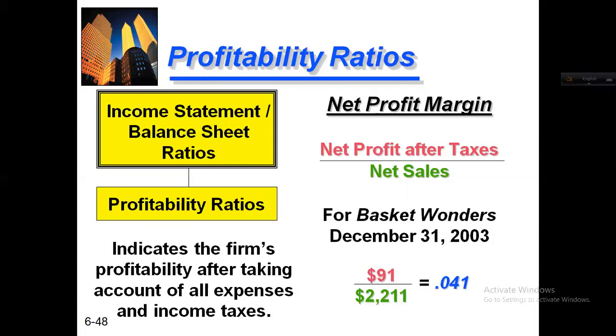And the last one is net profit margin. The net profit margin is net profit after tax divided by net sales. So that is 0.041. That indicates that we have only a 4.1% net profit margin. That is much too low. So our company's profitability is not in a good position.